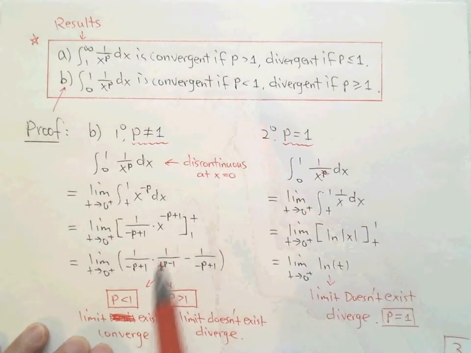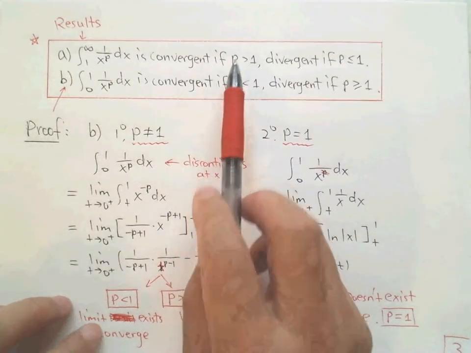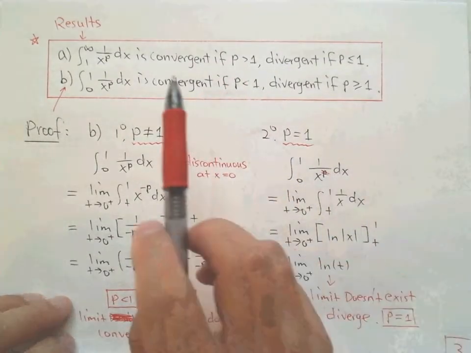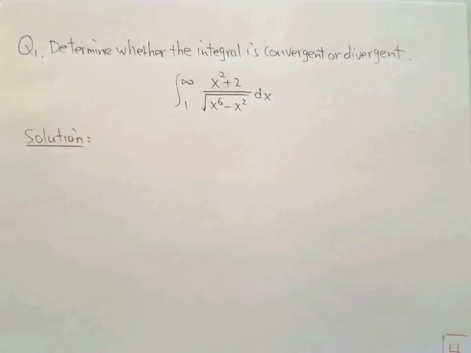Can you see why this is different? Because the limits are different. So try to memorize these cases, and then I will use these results for comparison, for a few examples.